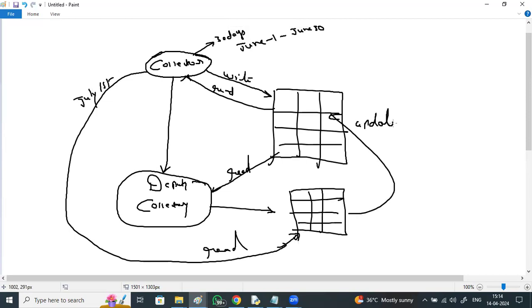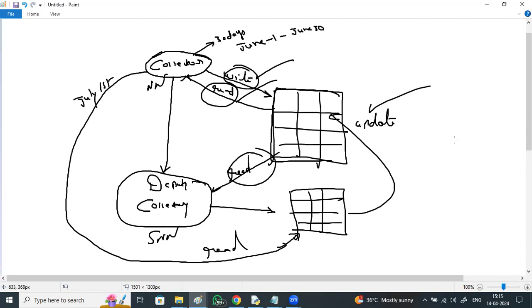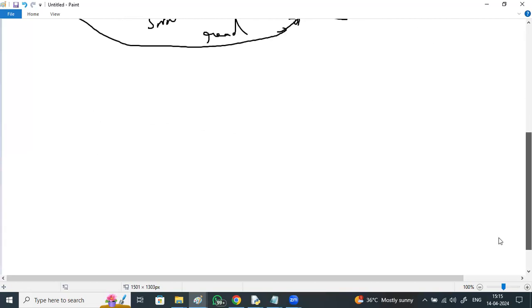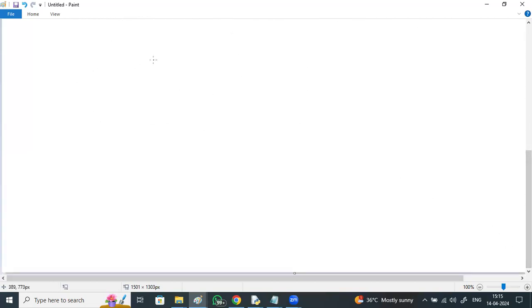Whatever is in this file, the collector is able to read, write, and update. But the deputy collector can only read; he cannot write or update. So this is the secondary name node, and this is the name node. The name node can read, write, and update, but the secondary name node can only read. I'll provide one more example.